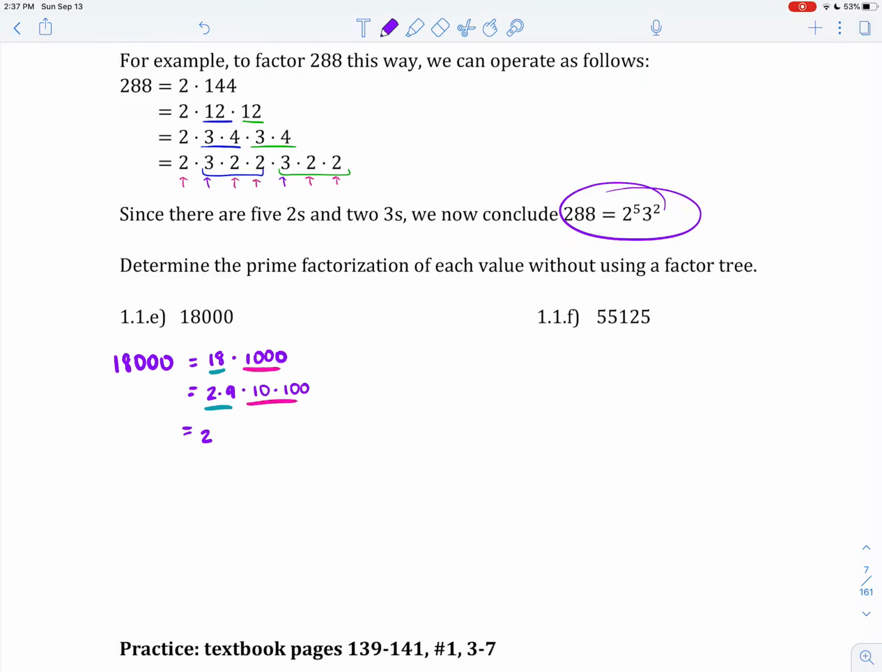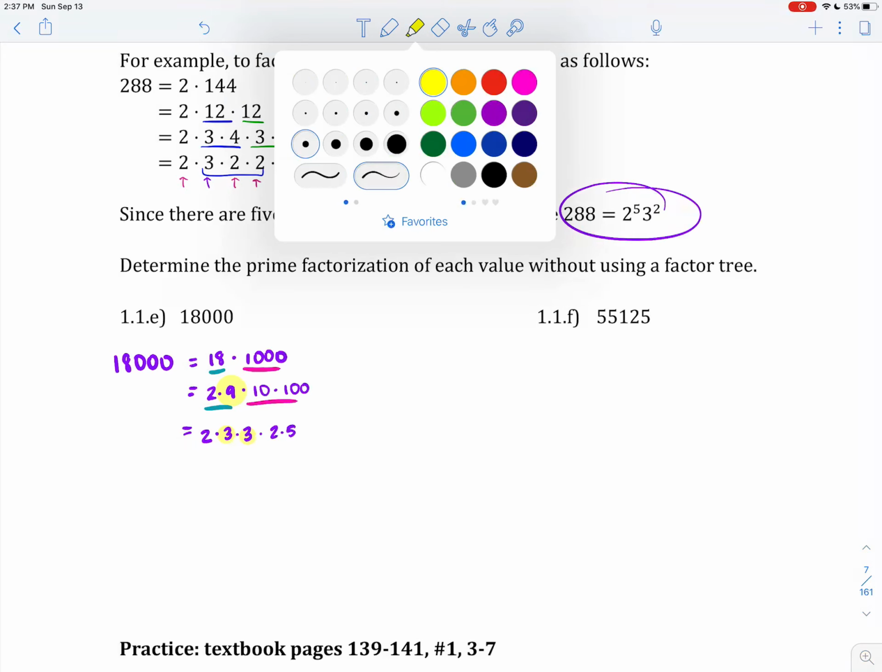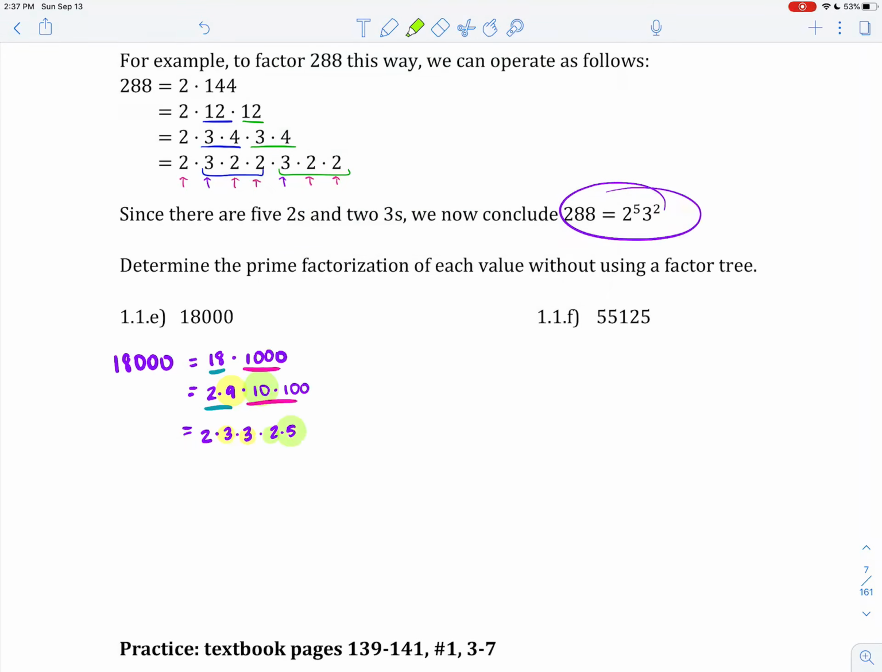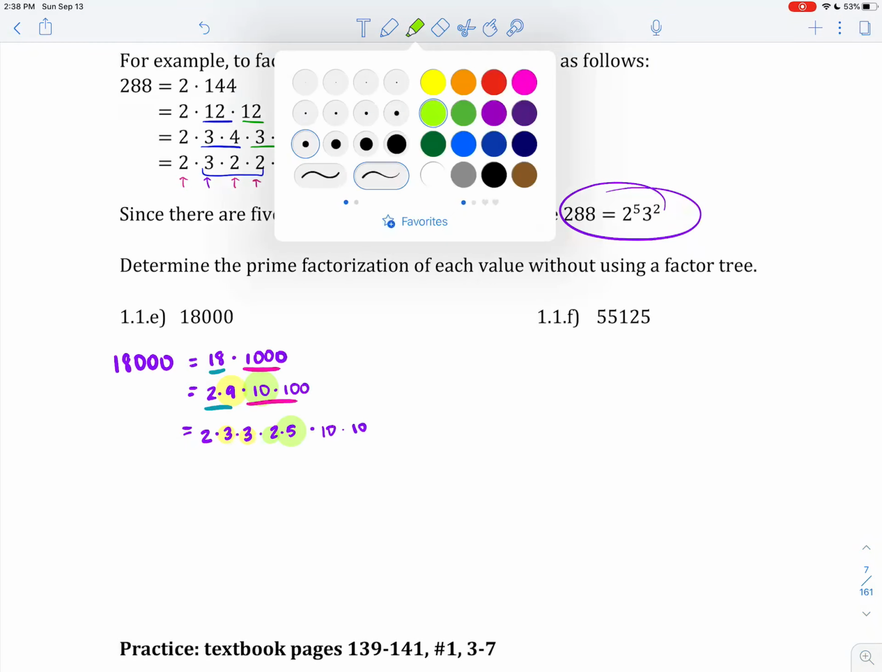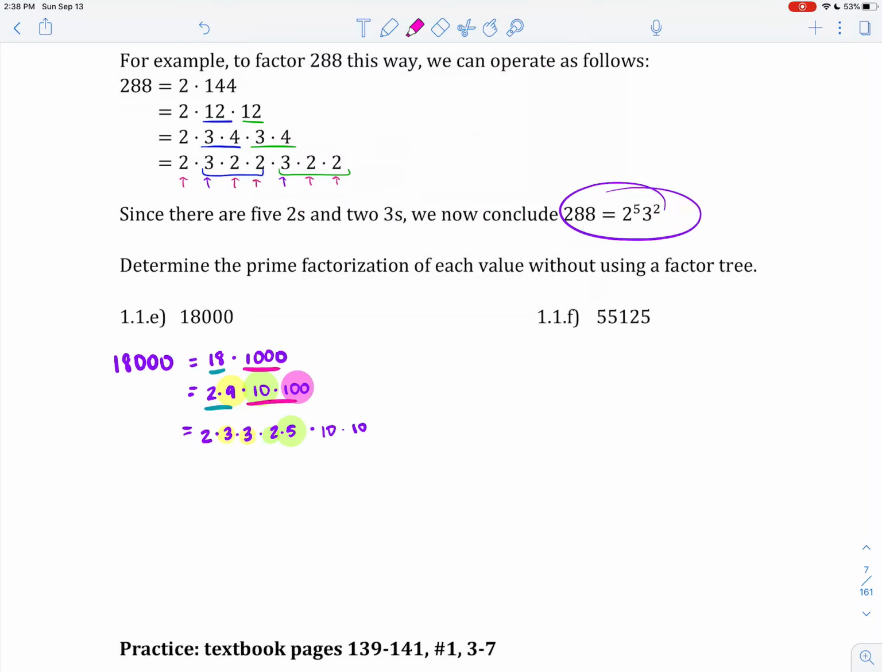Continuing on here, the 2 doesn't break down into anything, but this 9 does, and 9 breaks down into 3 times 3. So the 9 goes 3 times 3. The 10 breaks down as 2 times 5. And that 100, I'm going to break it down to 10 times 10. Just where we can see where everything's coming from.